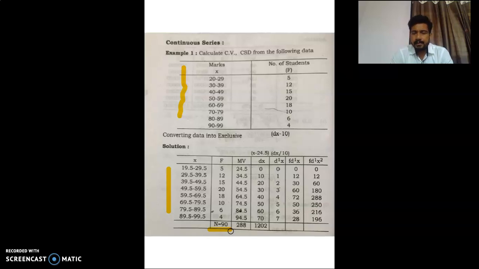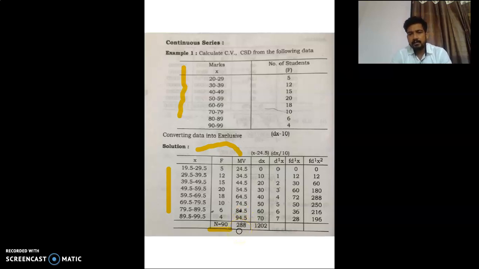Then we have to find the mid value of the continuous series. So 19.5 plus 29.5 divided by 2 gives 24.5. As there is a difference of 10 between the class intervals, there is no need for further calculation. So the mid values are 24.5, 34.5, 44.5, 54.5, 64.5, 74.5, 84.5 and 94.5.